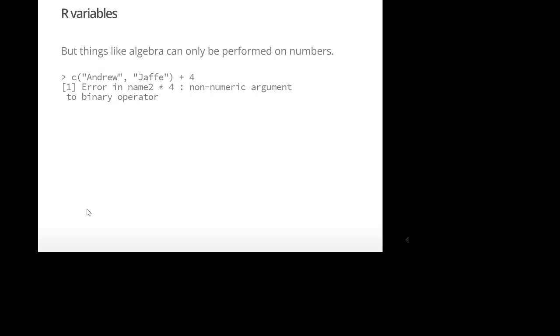However, you can't do algebra on character strings. If I just have a string that's Andrew Jaffe, a length 1 character vector, and I try to add 4 to it, it says error: non-numeric argument to binary operator. It sounds like gibberish, but you would Google that and see what's going on. It just doesn't know how to do addition, in this case, to a character string. Sometimes the error messages can be a little cryptic, but the idea is it doesn't know how to interpret this.